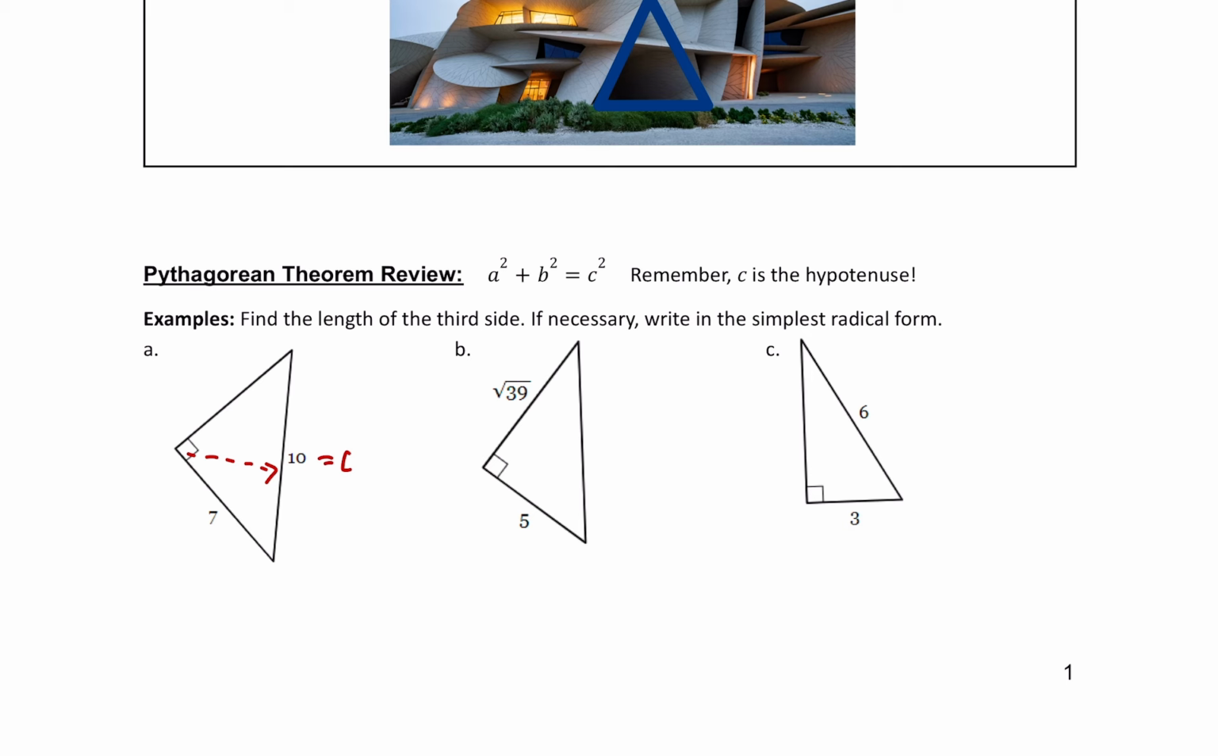Now, when it comes to the legs, it doesn't matter which one you label A and which one you label B. So I can say that 7 is going to be A in this case. Now that I have two of my sides, I can use the Pythagorean theorem to solve for the last one. So I can say A squared, or 7 squared, plus B squared, and I don't know what B is, so I'm going to leave it as B squared. That's equal to C squared, which in this case is 10 squared.